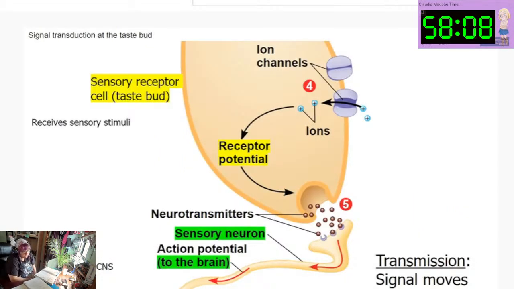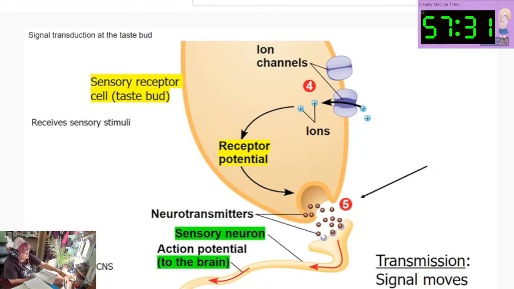So this change in voltage with the inside becoming more positive can lead to the third step, which is transmission of signals from the receptor cell to the central nervous system. So in the second step, transduction, we see a series of internal changes. We see a change in the receptor potential due to ion flow. That change in the receptor potential results in neurotransmitters being released from the receptor cell into the synapse. Neurotransmitters diffuse across the synapse to the postsynaptic or receiving neuron, which is called a sensory neuron.